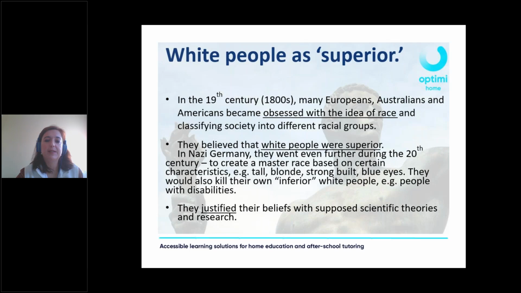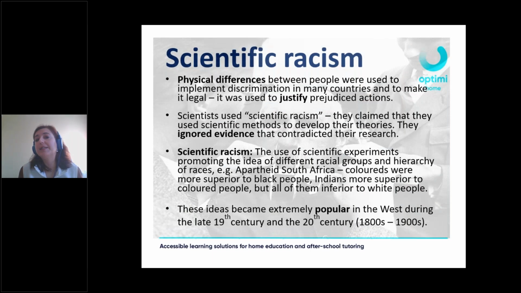Okay. Go to the next slide. Scientific racism during the late 18th century and then the 1900s, the late 1800s and the 1900s. Physical differences between people were used to implement discrimination in many countries and to actually make it legal. It was used to justify prejudiced actions.